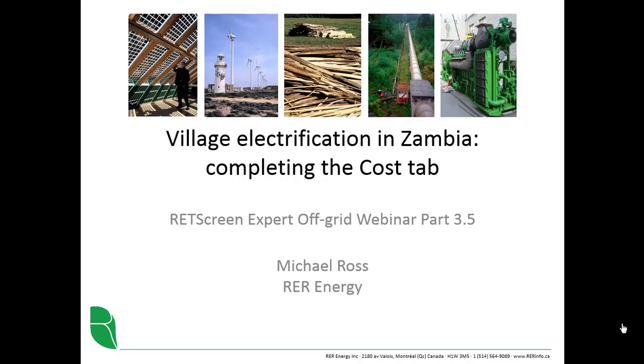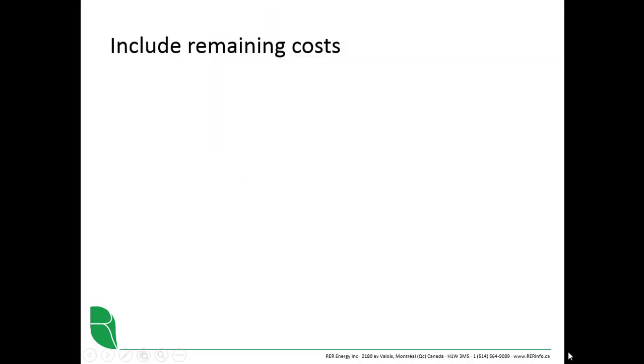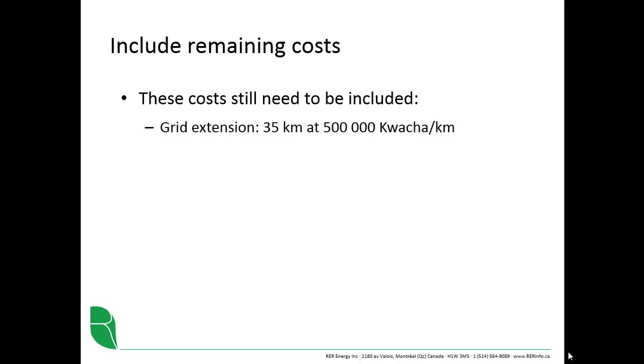In order to complete the cost tab, we will need to include some remaining costs for this village electrification project. What are these costs? Well, for the base case, we need to include the cost of grid extension. So that's 35 kilometers of new grid at 500,000 kwacha per kilometer for the power line. For the proposed case, we've got all the initial costs in there.